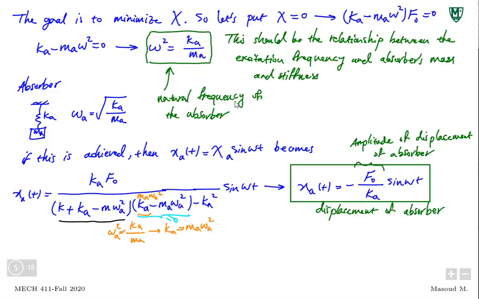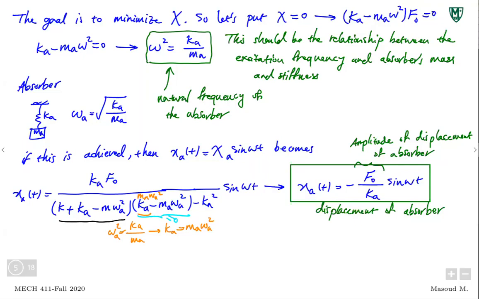Now we plug that into the steady state solution for the absorber, and we found the displacement of the absorber. If we design an absorber for that specific frequency, then XA, lowercase a, t, would be the absorber's response to the force vibration applied to the main structure. That's how the added mass is going to move if the absorber is designed specifically for that excitation frequency. And F naught over Ka would be the amplitude of that motion.